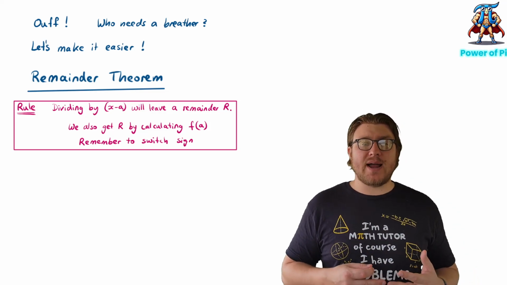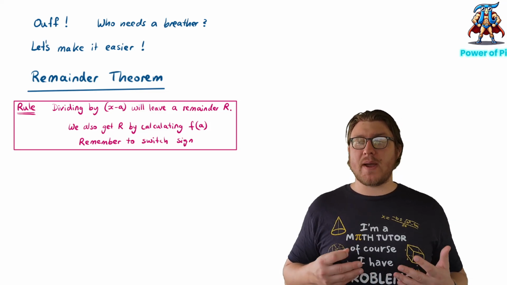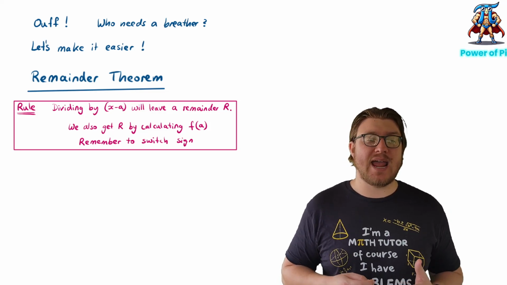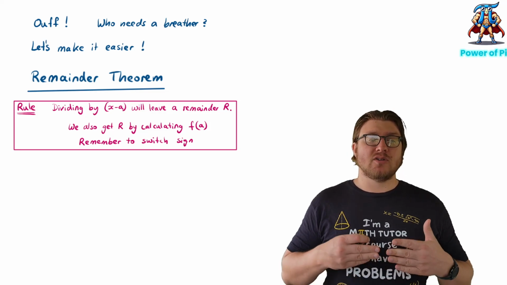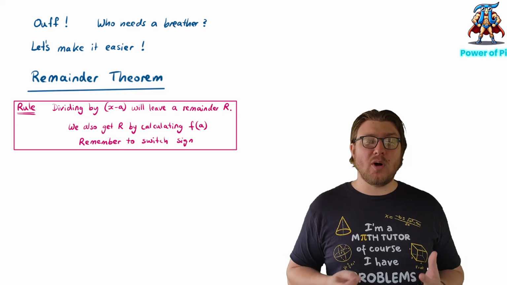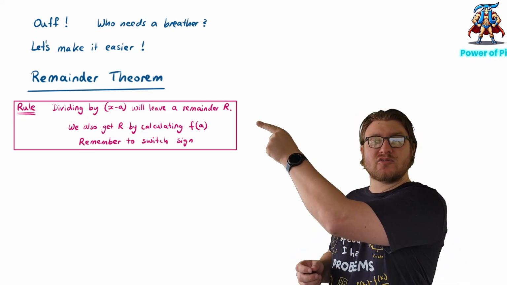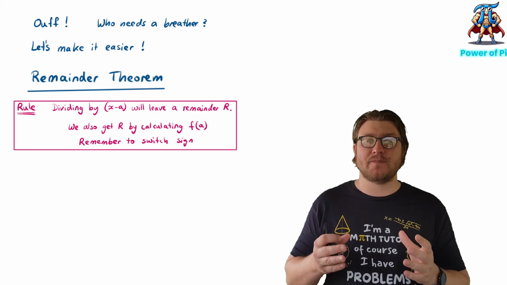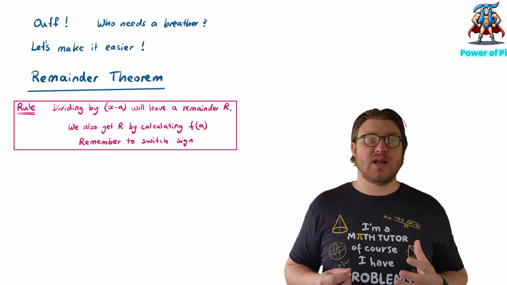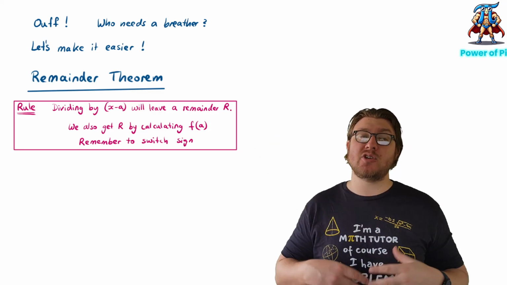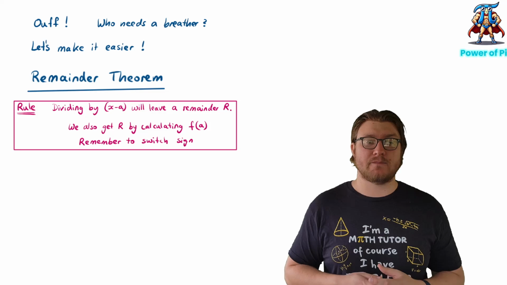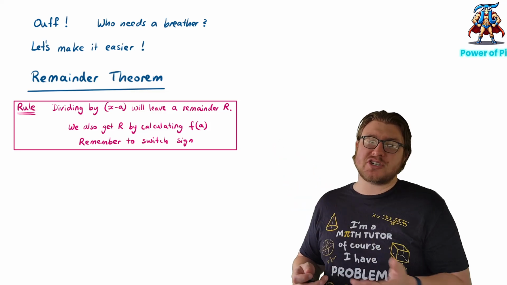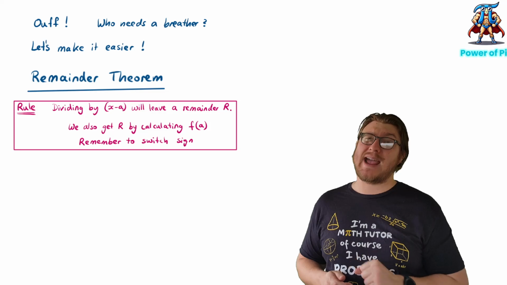Here, dividing by x minus a will have a remainder capital R. We also get the remainder R by calculating f of a. So the important part is that if we want to find this remainder when we're dividing by x minus a number or x plus a number, then all we actually need to do is switch the sign and substitute it into our previous equation. That seems much easier. Let's have a look at an example, because all of our definitions in mathematics always look harder than they actually are.